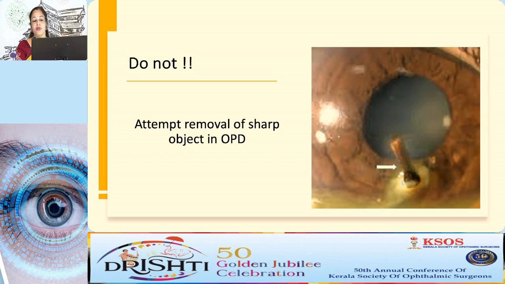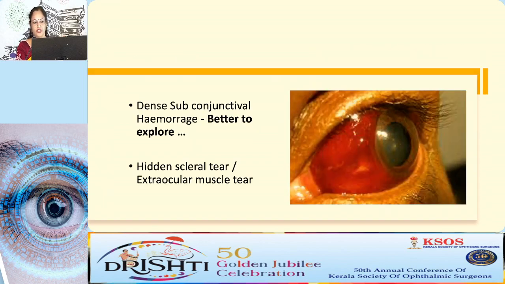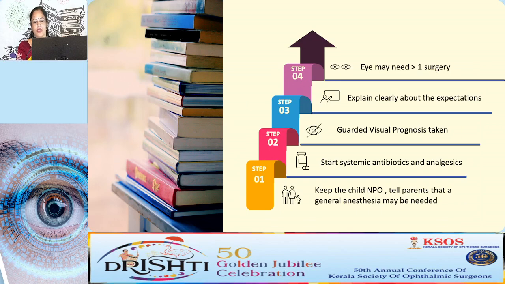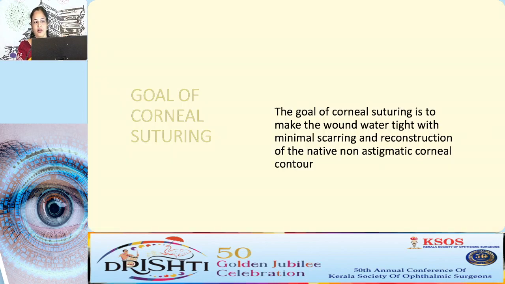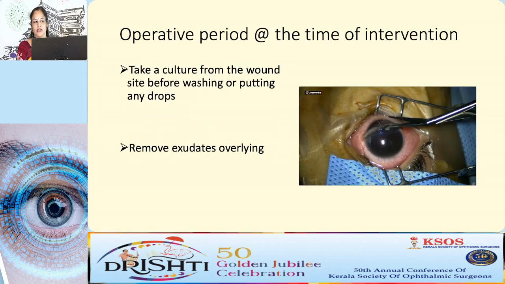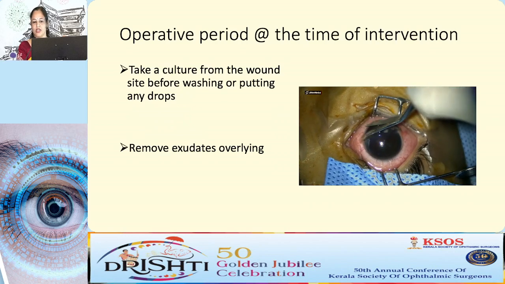And whenever you find a foreign body, do not attempt to remove the object. And any subconjunctival hemorrhage, you need to explore and see for any extraocular muscle or scleral tear. And as a general ophthalmologist, always tell the child to be on NPO, start systemic antibiotics, give a GVP, and explain that they may need more than one surgery. And always record whatever you have done. And the goal of corneal surgery is the same, tight suture. These are the videos which Laila madam has given.